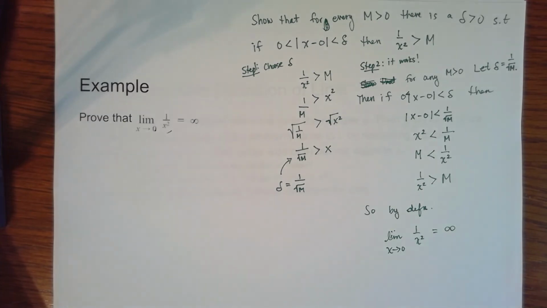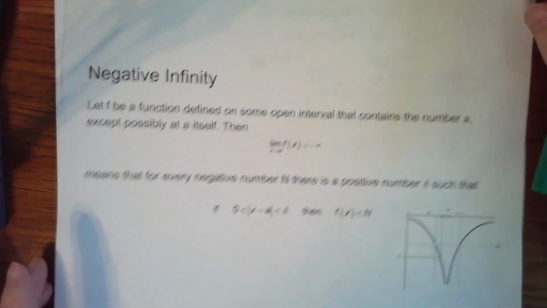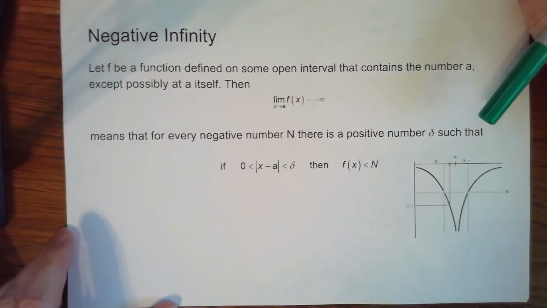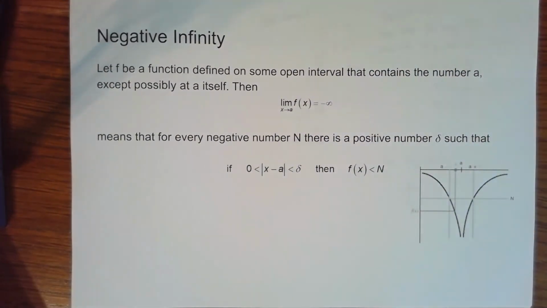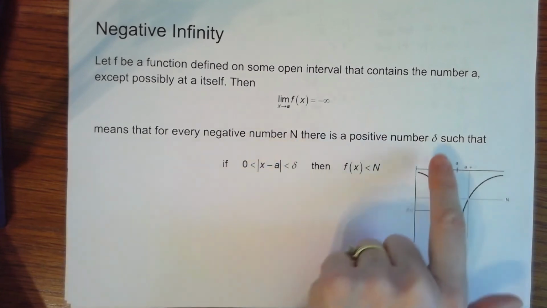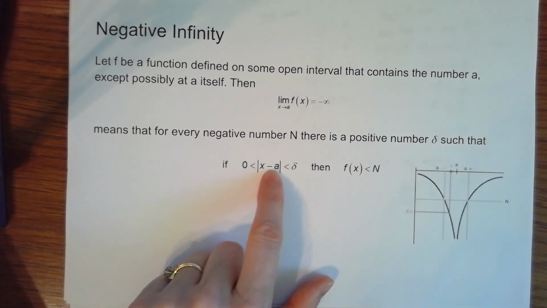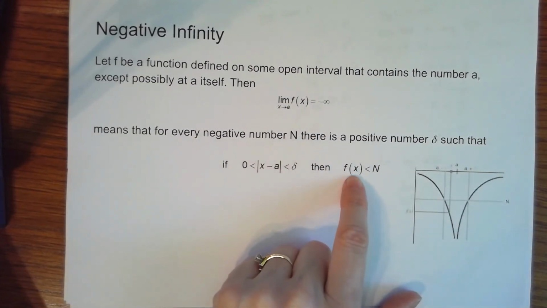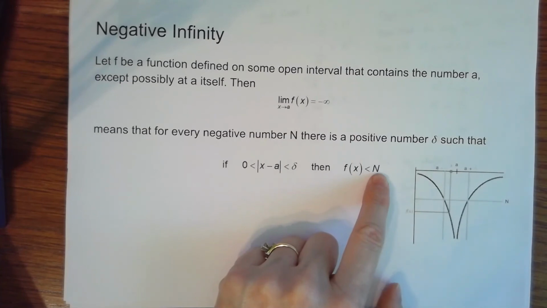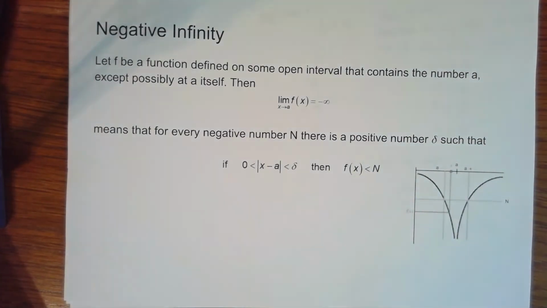All right. So as you can guess, there's going to be a similar definition for negative infinity. We're actually not going to work out a problem from here, but I think you can see that it would just follow the same kinds of trends. Here we have a function defined on an open interval that contains a. It might not be defined at a itself. The limit is negative infinity if for every negative number n, there's a positive delta, so that if x is within delta of a, then the value of the function is less than this negative number n.